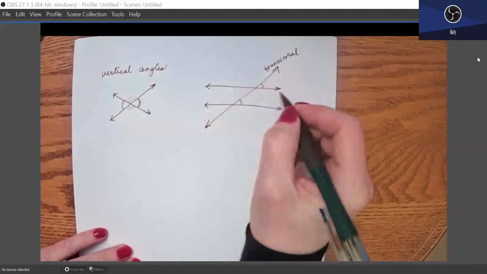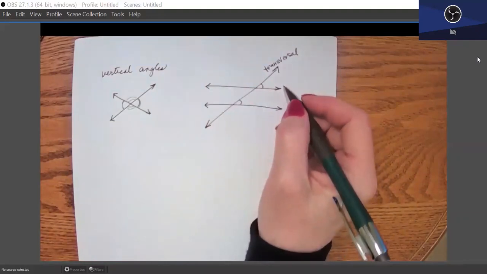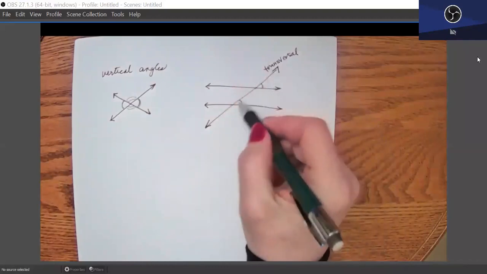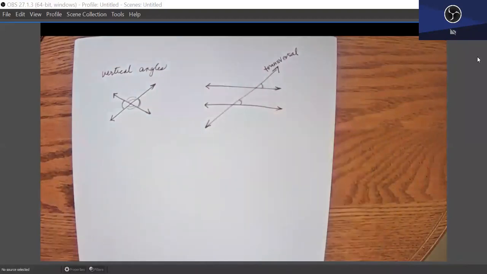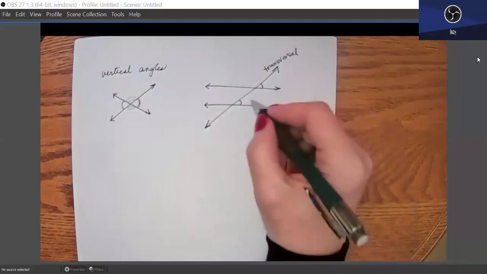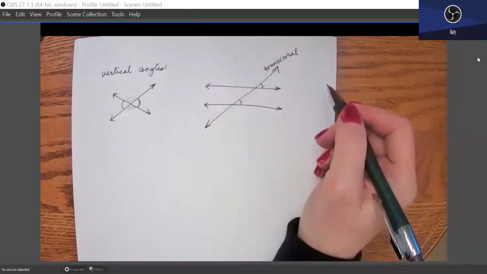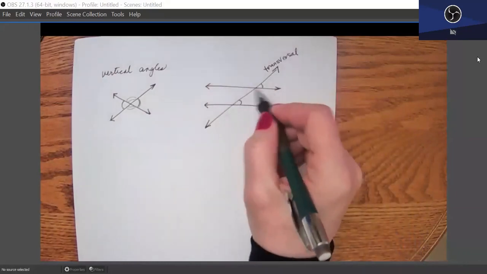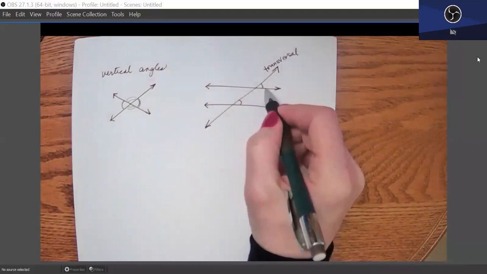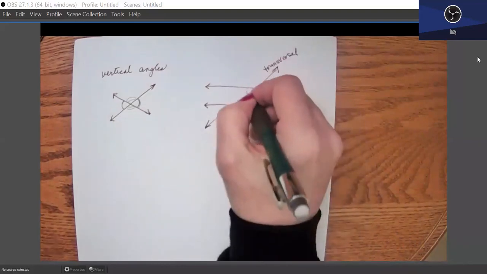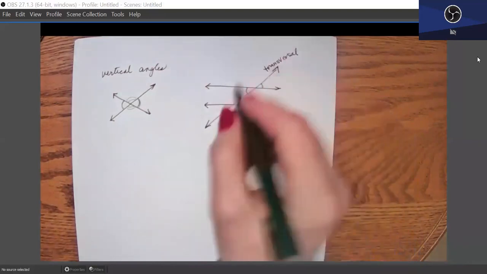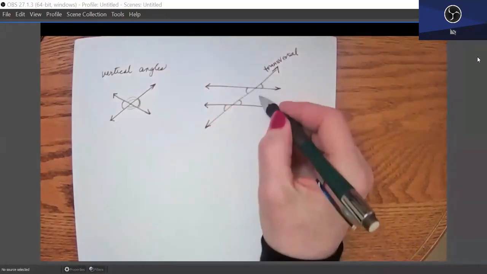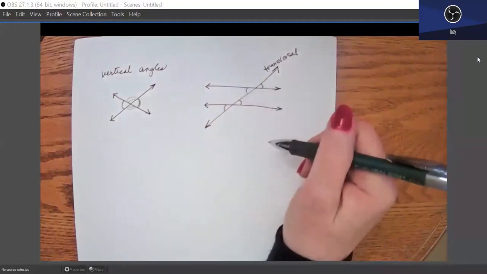these two angles would be considered corresponding angles. They're both in the same position. They are both above and to the right of the intersection point. Corresponding angles are always the same measure. Well, of course, vertical angles are always the same measure. So if this angle has a certain measurement, then so does this one. And then so would this one, because these two are corresponding. They are both below and to the left of the intersection point.